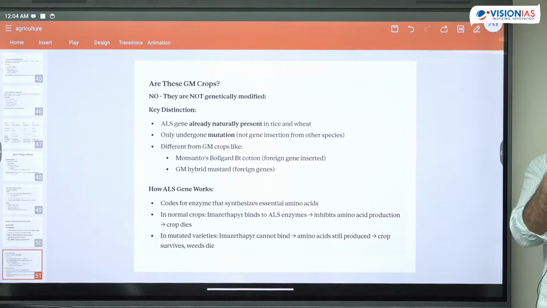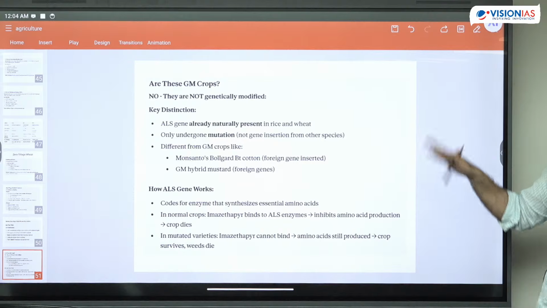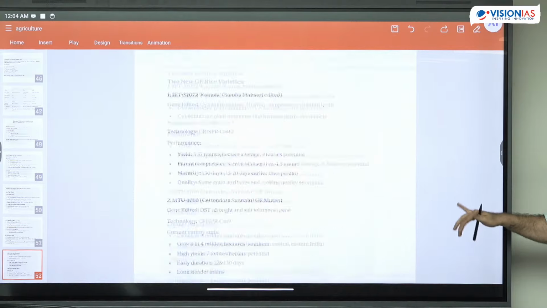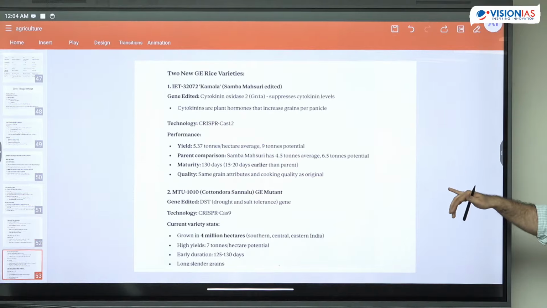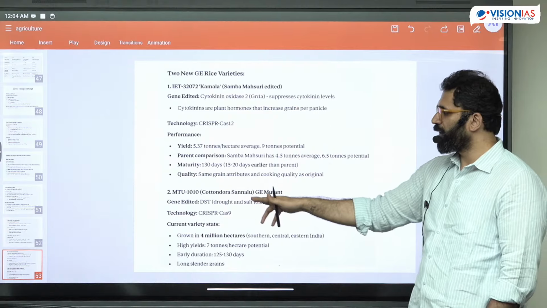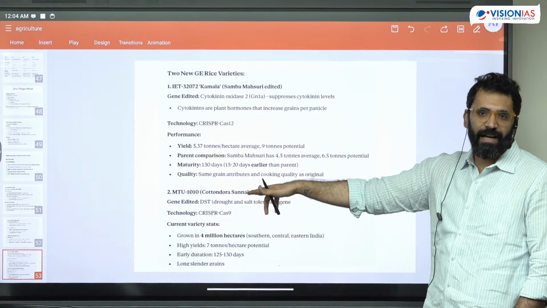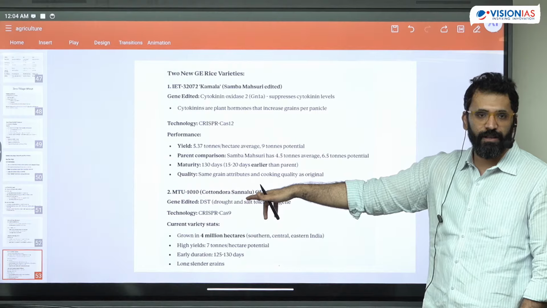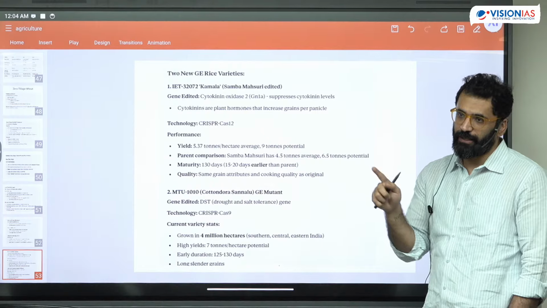Why was this in news? Because 2 varieties of rice, Samba and one more, were genetically engineered. So what is the benefit of genetically engineered? I've talked about the difference and these 2 categories of rice. The Samba Mahsuri and the Cottondora Sannalu were for dry and saline conditions. Both are genetically engineered crops. They are not modified, they are engineered.